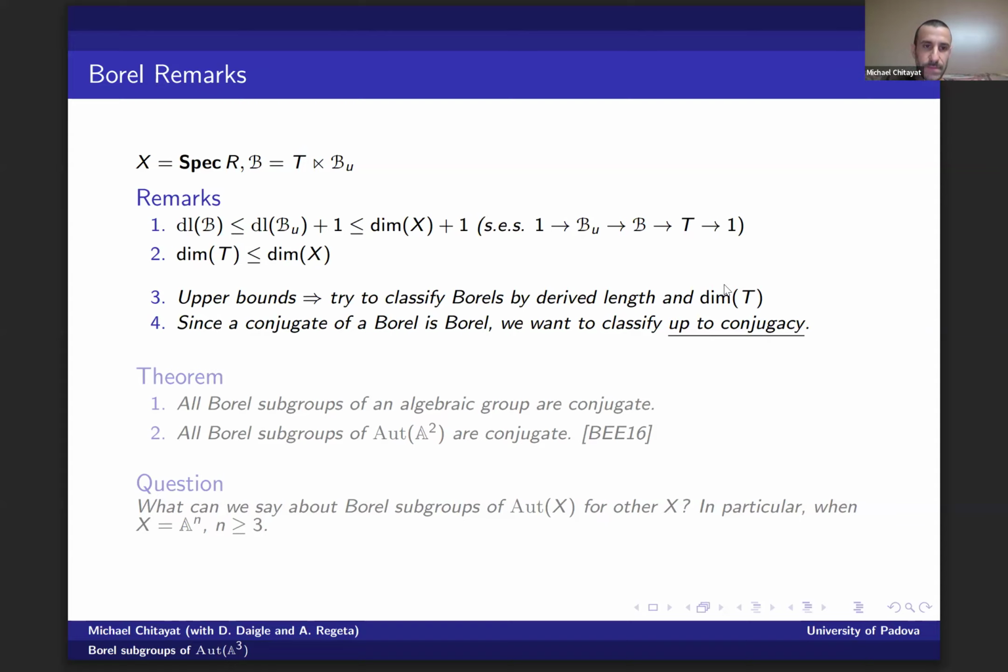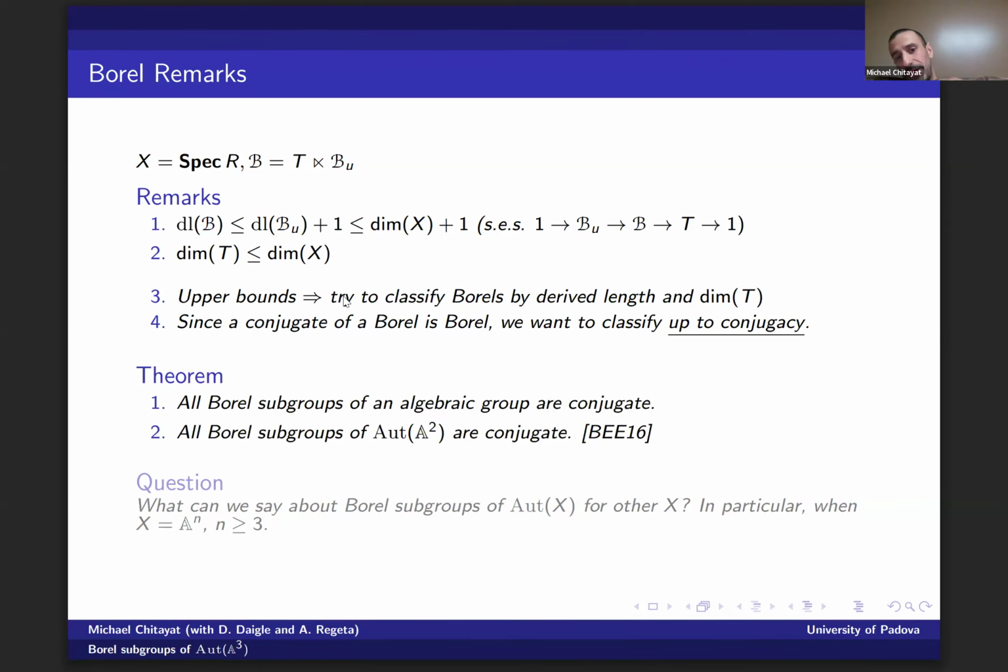And since we know that a conjugate of a Borel is Borel, and also it's easy to check that by conjugating you preserve these values of derived length and dimension, what we actually want to do is classify these Borel subgroups up to conjugacy. And there are some results about this that are known.